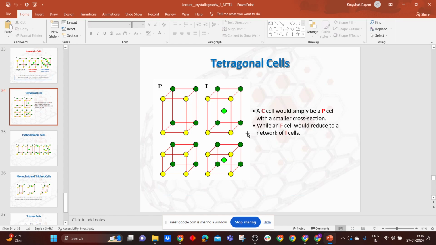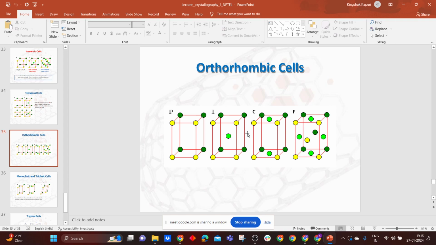That is why the combination of all the tetragonal face centered will be reduced to a single body centered atom, or that is why we do not consider a face centered in case of tetragonal. But in case of orthorhombic, we have all the four: primitive, body centered, end centered, and face centered.